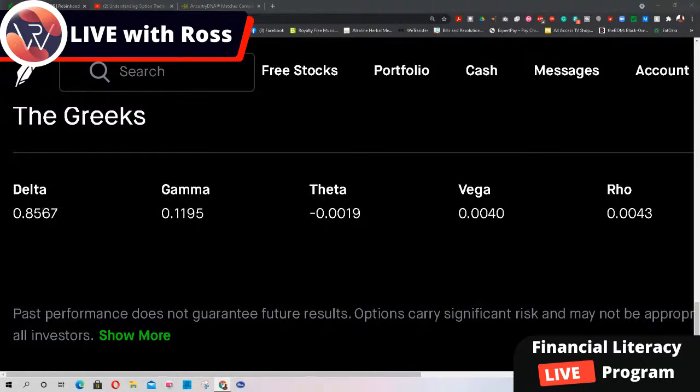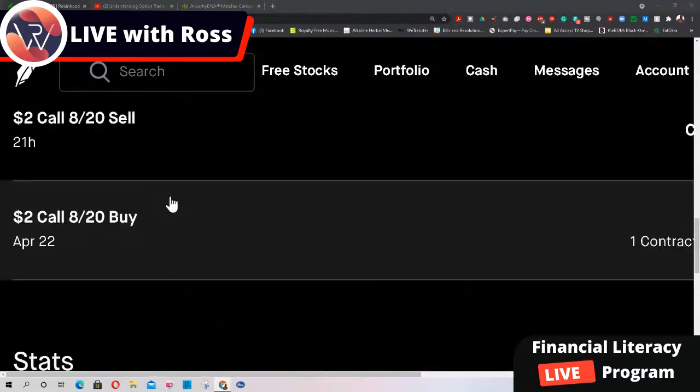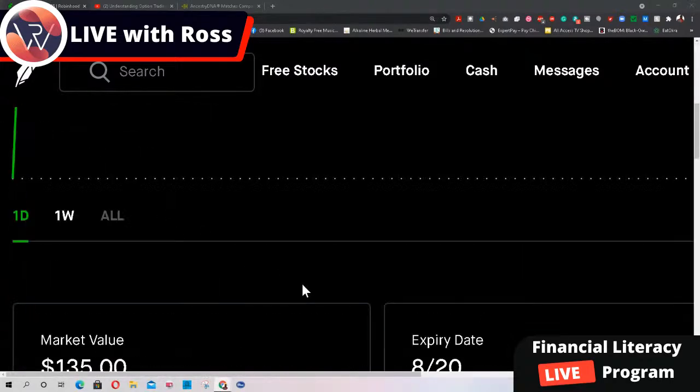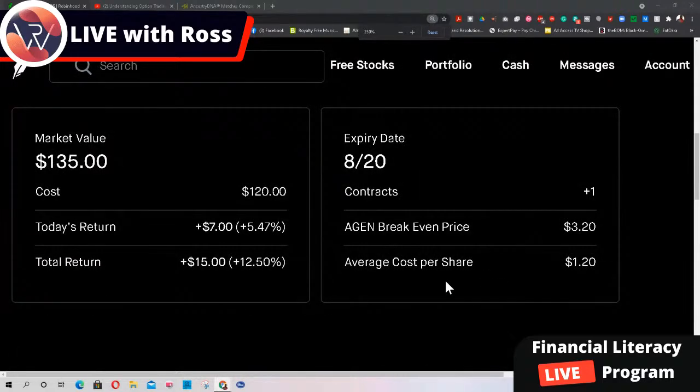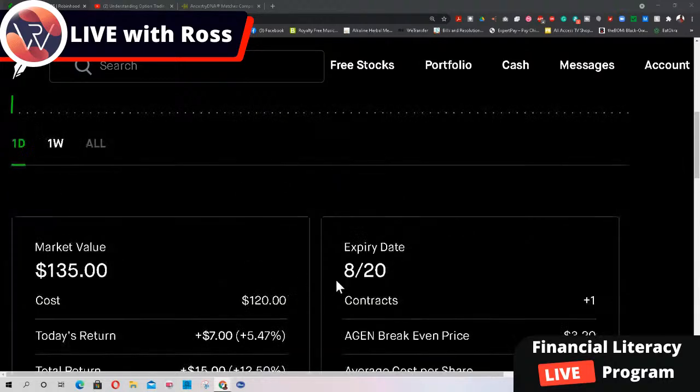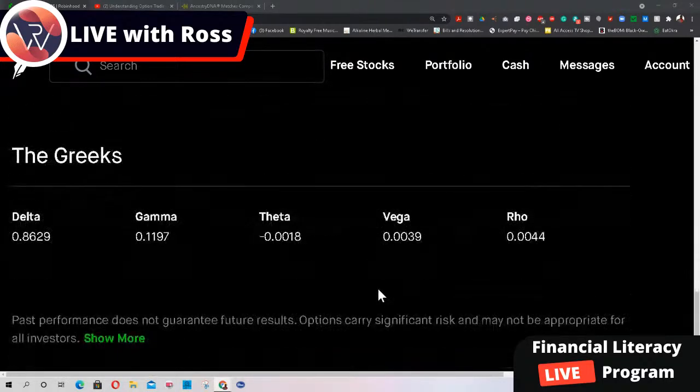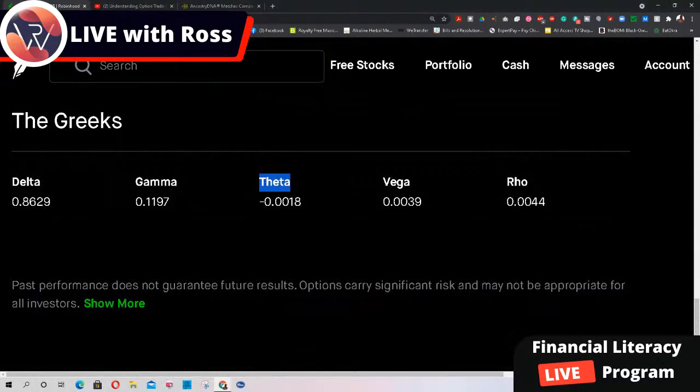But what happens when two options are similar, but one expires over a longer period of time? The value of the longer-term option is higher, since there is a greater chance that the option could move beyond the strike price. As we look in here at the top, this option expires on August the 20th. So already I am nearing the break-even price, which is $3.20, but I'm already up $15, based upon the expiration date, according to the Greeks, and we're talking about theta.